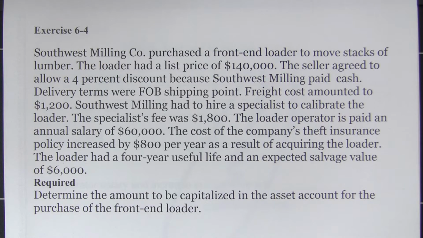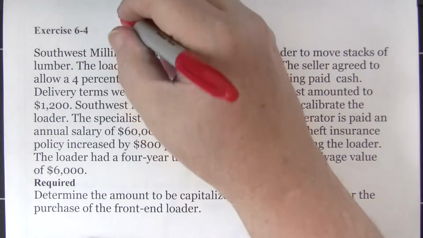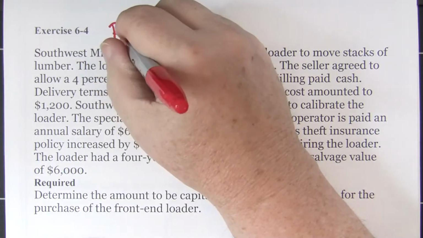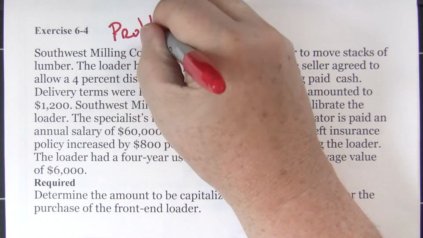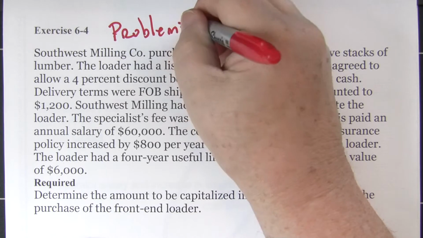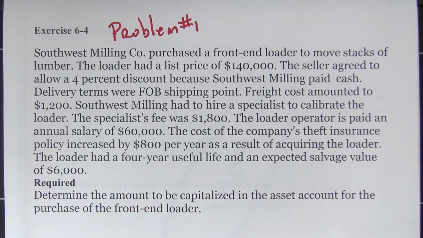This is exercise 6.4 in your text on Connect. This is called problem 1. And they give us some information about this company, Southwest Milling. And as we've seen so many times, we need to go through and figure out just what we have to consider and what is just kind of BS.